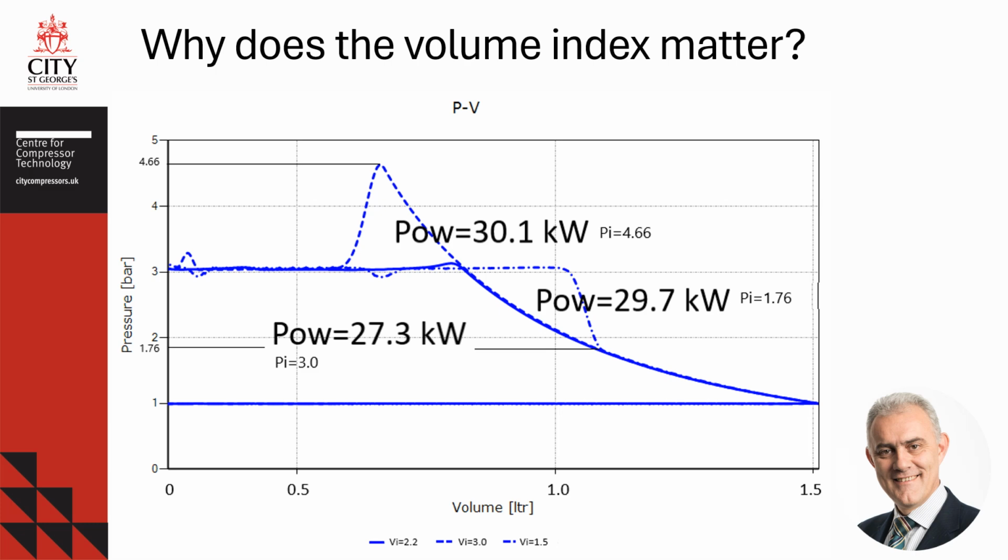If the volume index is 3, as in the case shown with the dashed line, the compressor will overcompress and the Pi will be 4.66. The gas pressure will only reduce once the discharge port is open. The power consumption in this case is 30.1 kilowatts.